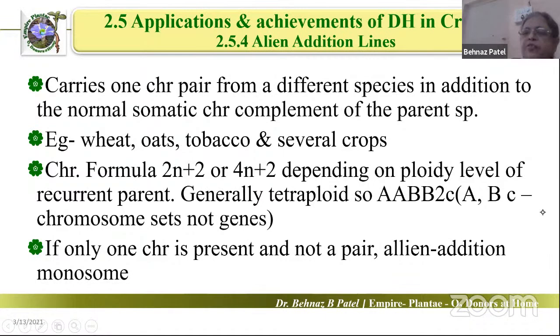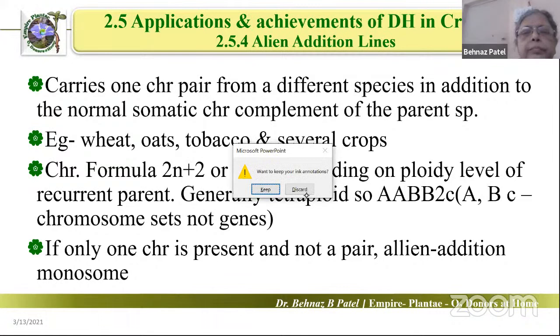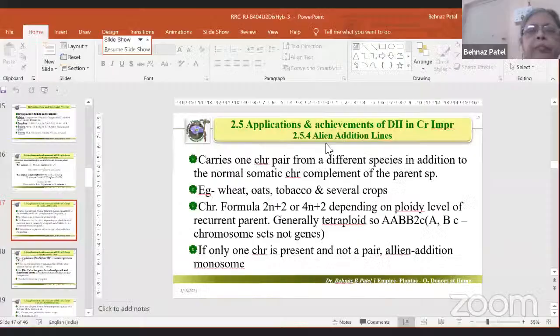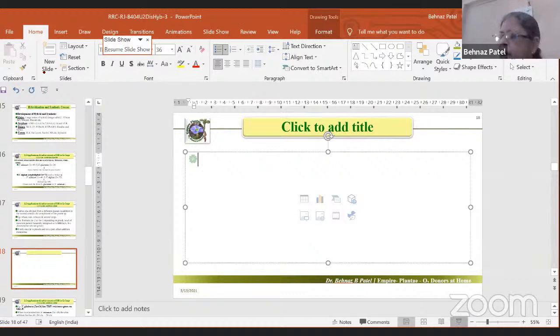Have I drawn it here? No. Okay. Now, I'll just, 1 second. Escape. 1 second. Okay. Now let's just see what can happen.